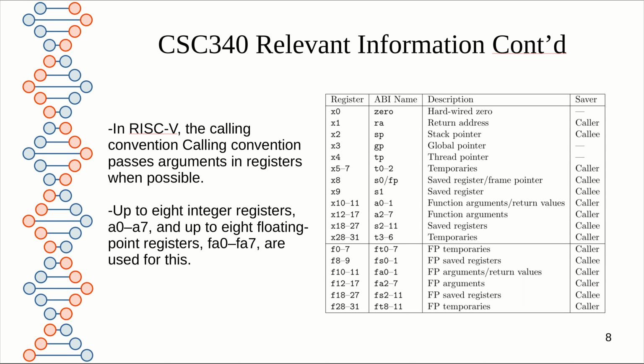A calling convention is a set of rules on how an architecture specifies how a function will be called. So in RISC-V, the calling convention passes arguments in registers when possible. And so up to 8 integer registers, A0 to A7, and up to 8 floating point registers, FA0 to FA7, are used for this purpose. Lastly, RISC-V operations do not have a means to check for a carry bit or overflow. This is due to the philosophical design of having no flags in the instruction set.